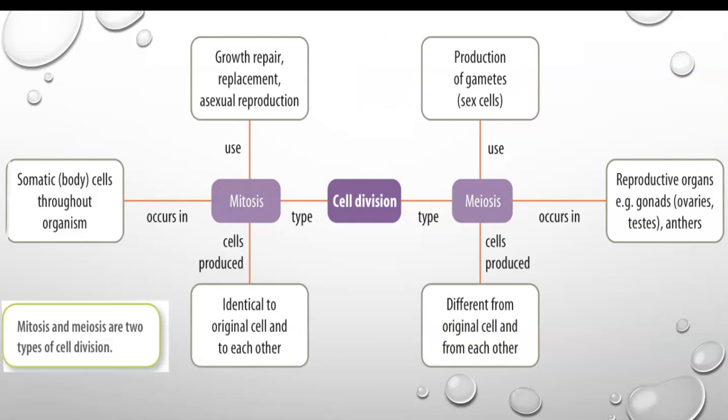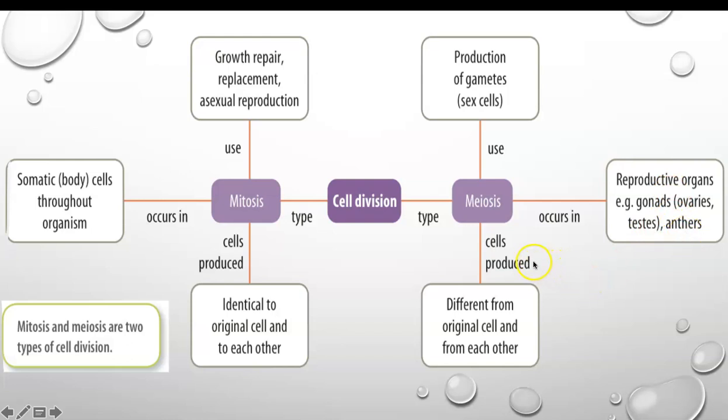Cell division. Here we've seen this diagram before. We're looking at meiosis now. Okay, meiosis. What's the purpose of meiosis? The purpose of meiosis is to produce gametes or sex cells, eggs and sperm. Where does it occur? Well, it occurs in the ovaries of the female and the testicles of the male, or the anthers of a plant.